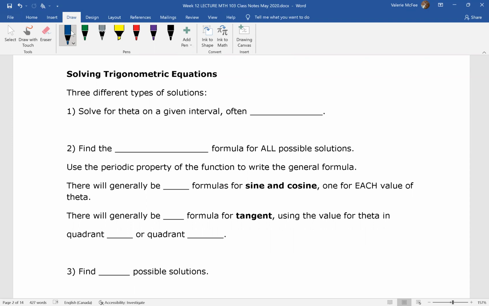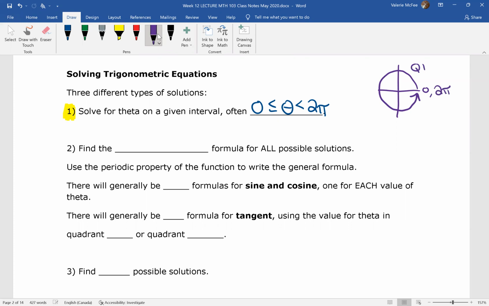So let's be careful. The first possibility is that you're asked to solve for theta on a given interval. Now, often in Pearson, it's going to be from 0 to 2 pi radians. Now, if you think about 0 to 2 pi, you know that means we're looking at 1 revolution around the circle. We're checking for answers in every quadrant.